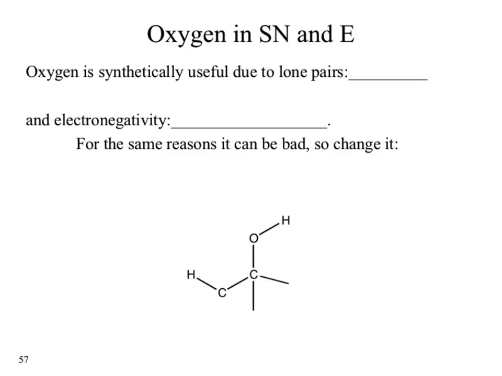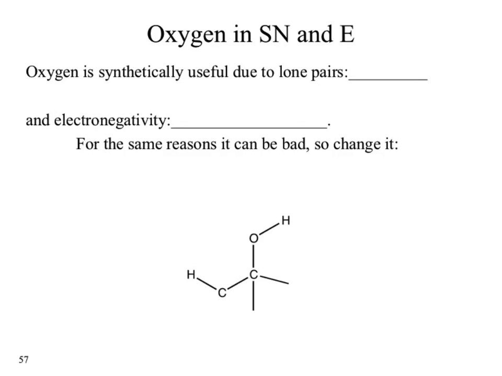Oxygen, substitution and elimination. Okay. Oxygen is synthetically useful due to its lone pairs, making it a nucleophile and a base. Because it is electronegative, what does that mean? It pulls electrons towards it really well, making what about our structure? It makes our carbon, say, partially positive, making it an electrophile. Or it pulls the electrons away from the hydrogen, making the structure an acid.